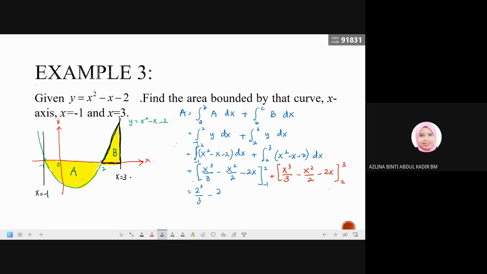2 cubed over 3 minus 2 squared over 2 minus 2 times 2. Okay, minus, substitute x equals negative 1. So negative 1 cubed over 3 minus negative 1 squared over 2 minus 2 times negative 1. Okay, tu x equals negative 1, plus substitute pula yang merah tu untuk part B. X equals 3. Okay, x equals 3. 3 cubed over 3 minus 3 squared over 2 minus 2 times 3. Okay, minus dengan x equals 2 pula. 2 cubed over 3 minus 2 squared over 2 minus 2 times 2.